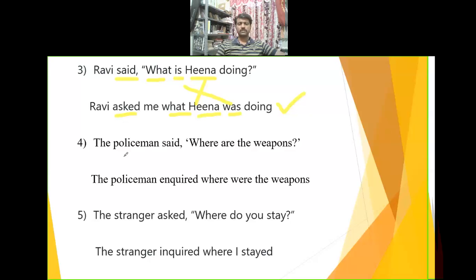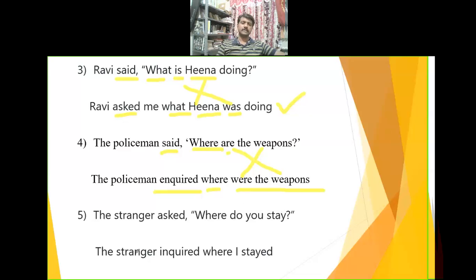One more example. Police said, "Where are the weapons?" Police inquired. The reporting word you are using is inquired. Where, you have to write the same question word. Sorry, my dears, this is a small mistake. Where the weapons were. I did not change it. You have to change this one like this. Sorry, my friends. Where the weapons were.